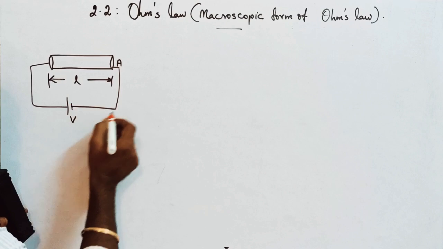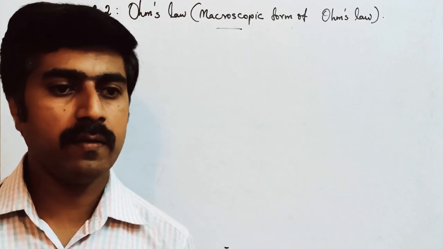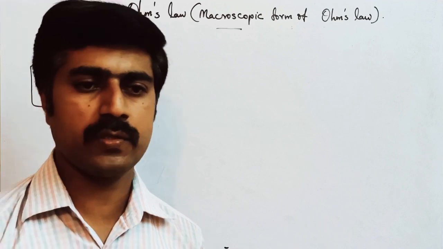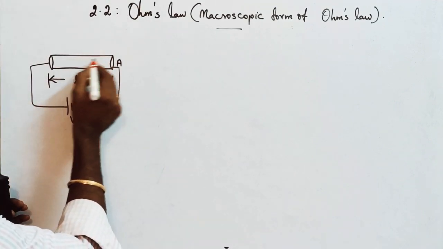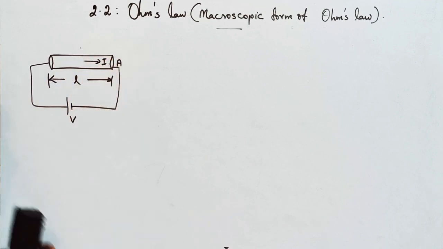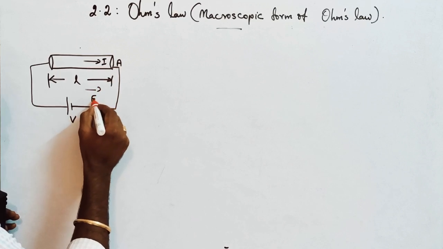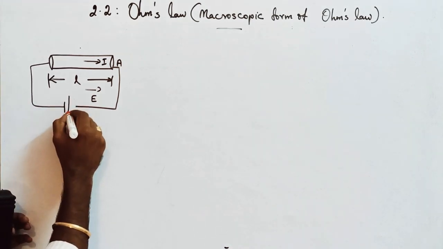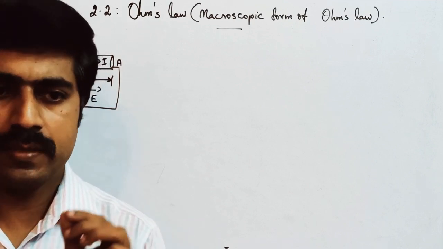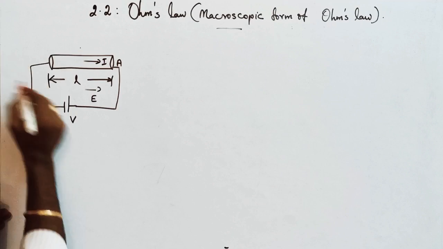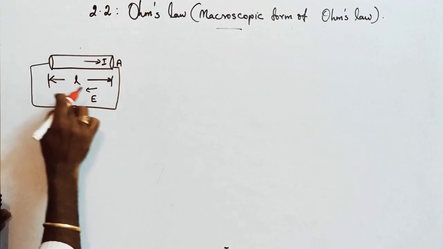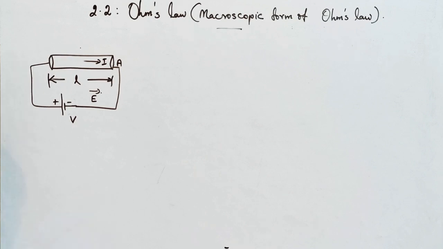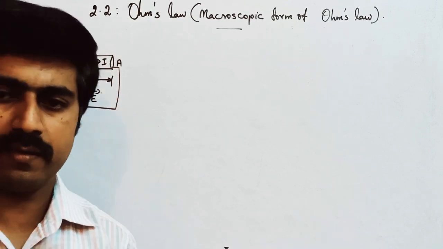When the electric field is set up, the electric field produces the electric current. What constitutes an electric current? The direction of electric current is like this, and the direction of electric field is also like this. You may ask, in the last topic the electric field was from right to left, sir. Yes, but here we have changed the battery. The electric field line starts from positive charge to negative. Here the terminals are changed: this is positive and this is negative. That's why the direction of electric field is like this. So the direction of electric field and the direction of electric current are both the same.